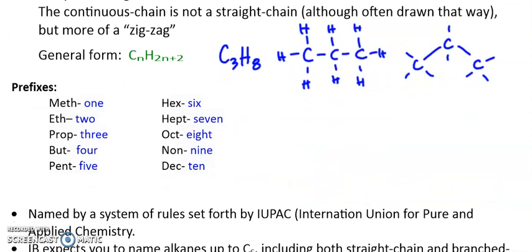All right, so the prefixes are as follows. Meth is for 1, eth 2, prop 3, but 4, pent 5, hex 6, hept 7, oct 8, non 9, and dec 10. You'll have to know these.